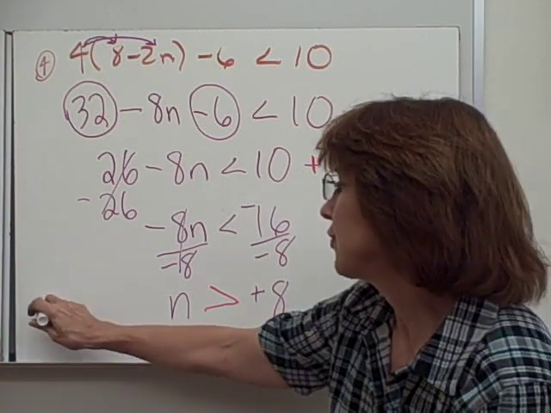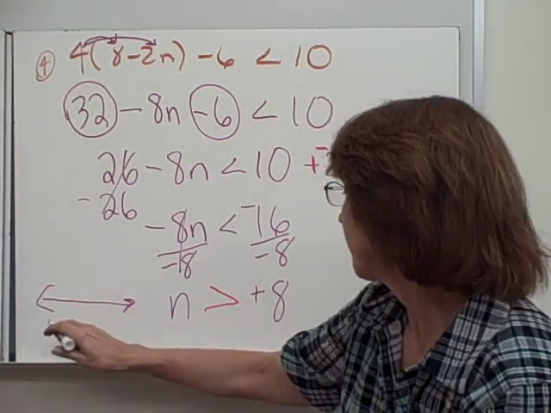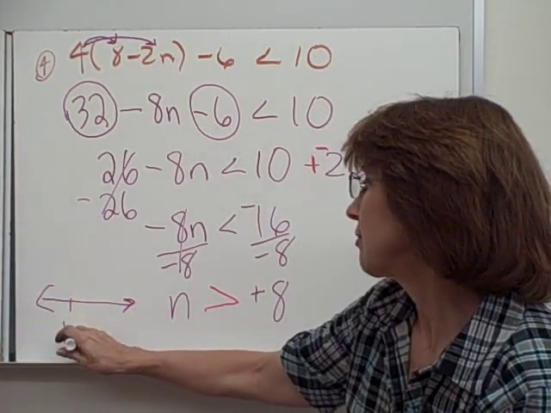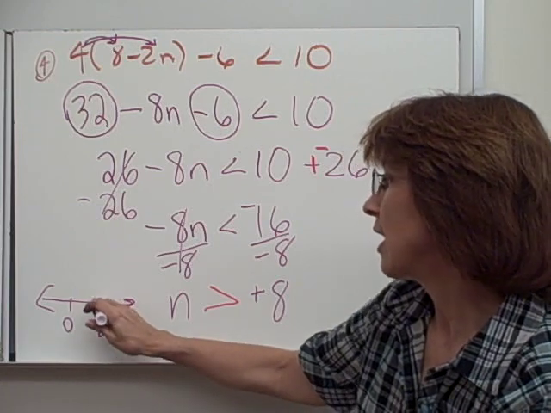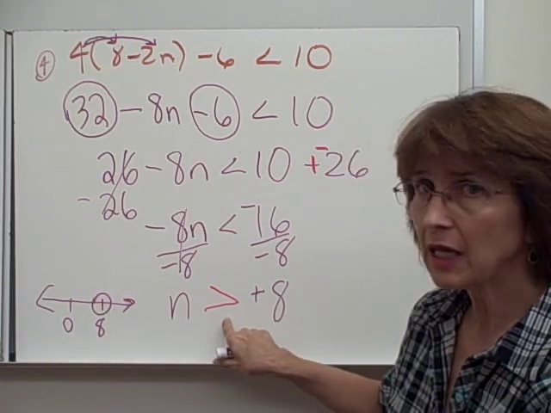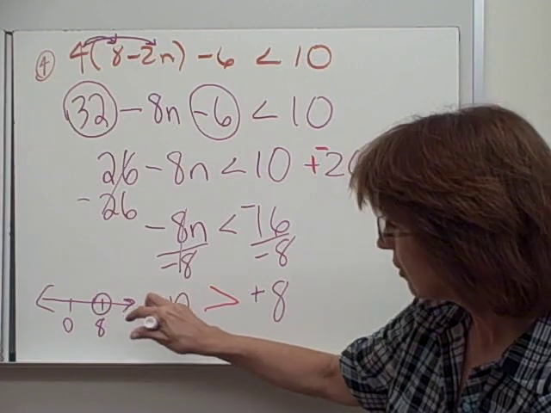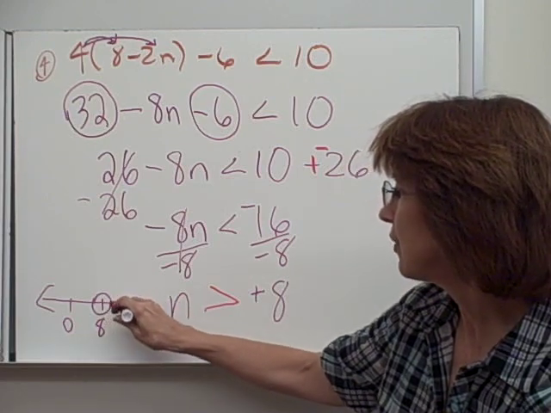And just to review, just to make sure we know, we have a greater than sign. Here's my 0, here's my 8. It's a hollow dot on the 8 because it does not equal 8. So we're going to leave 8 hollow, and we're going to shade everything greater than 8.